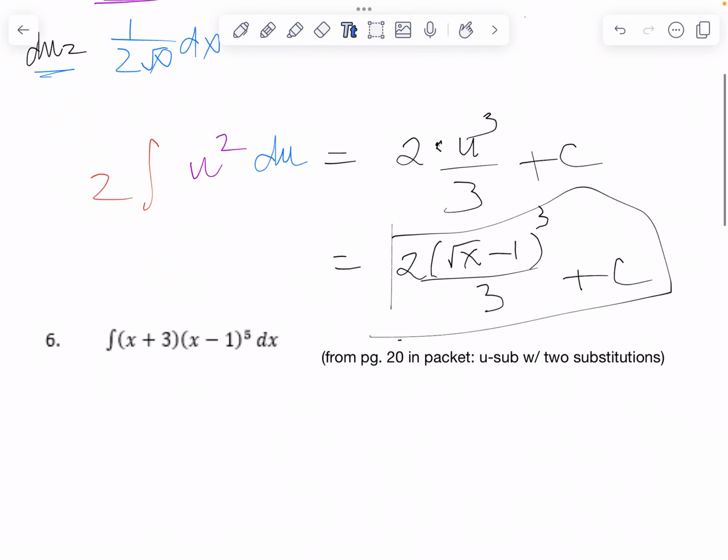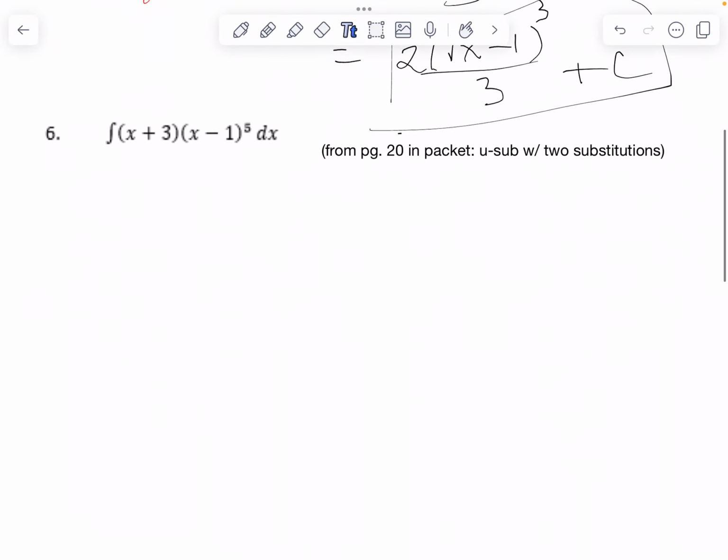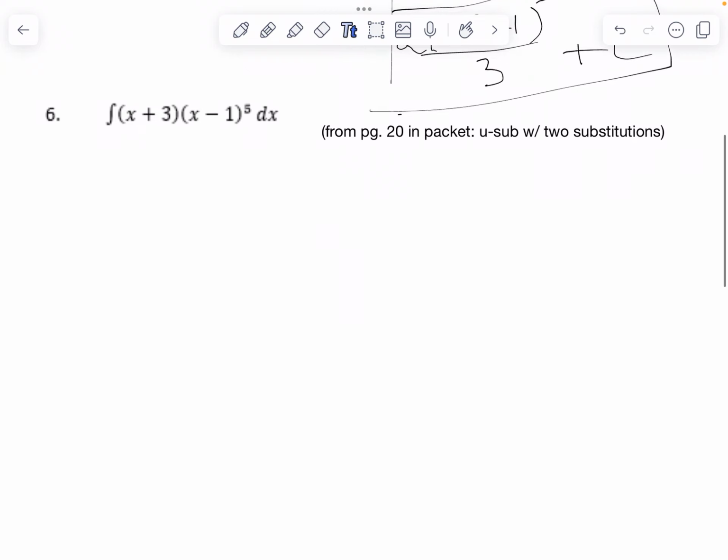Number 6, this is going to be on page 20 of your packet, so make sure you pause to get caught up with where we're going. This u substitution is going to be unique because the derivative of the u that I'm going to choose is not in the integral. And yet, you can still do the problem. So what I'm going to do is take this composite part, and I'm going to set a u here, equal to that part.